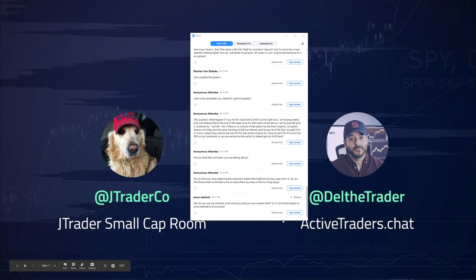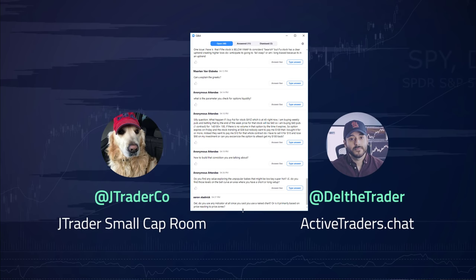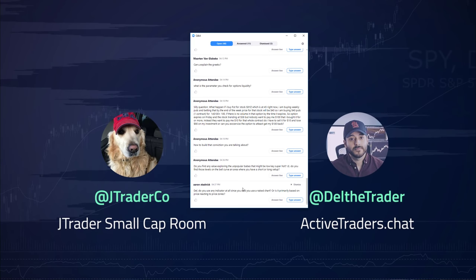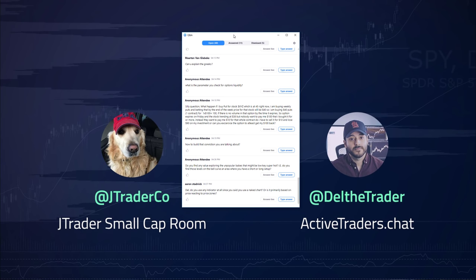We have the last two over here. Do you find any value exploring the unpopular names that might be low key super hot? For example, do you find those levels on the bell curve an area where you have a short or a long setup? Yeah, so the low volume areas, you shouldn't be thinking about whether they're long or short areas. You should just be thinking about the type of action that's going to happen there. Remember, we're not trying to predict how price is going to move, only that some kind of decision will be made there. That's where you use your advanced order flow analysis, BookMap, level two, and tape reading to understand the battle between buyers and sellers at that price level.